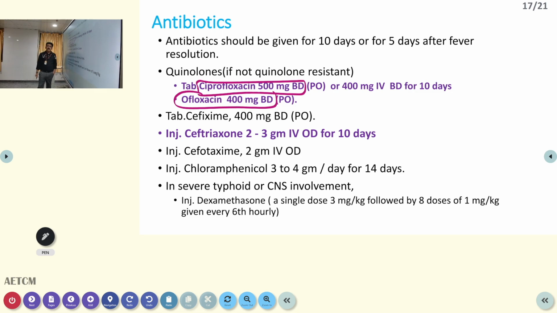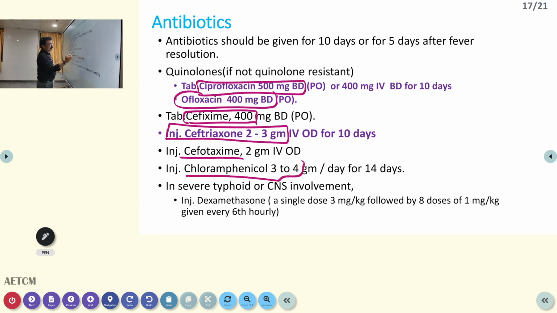But if you are seeing a lot of blood cultures with quinolone resistance in your area, you can even go for third generation cephalosporin. Normally we give injection ceftriaxone 2 to 3 grams IV OD for 10 days. Cefixime is a third generation oral antibiotic, and that also can be tried if the patient is not ready to take injection or patient is fully stable. You can give cefixime also. Ceftriaxone or cefotaxime also have similar findings.